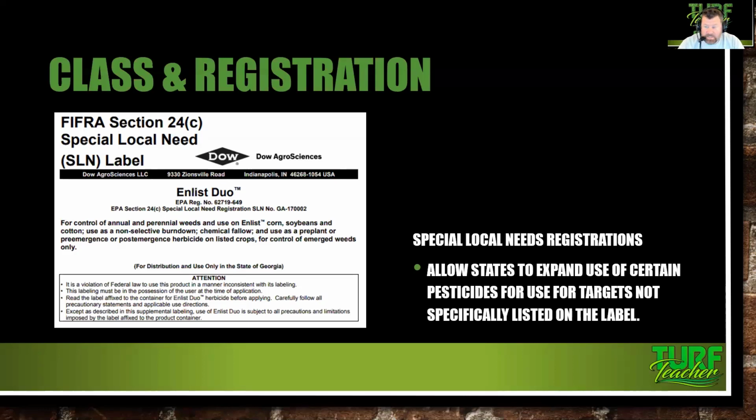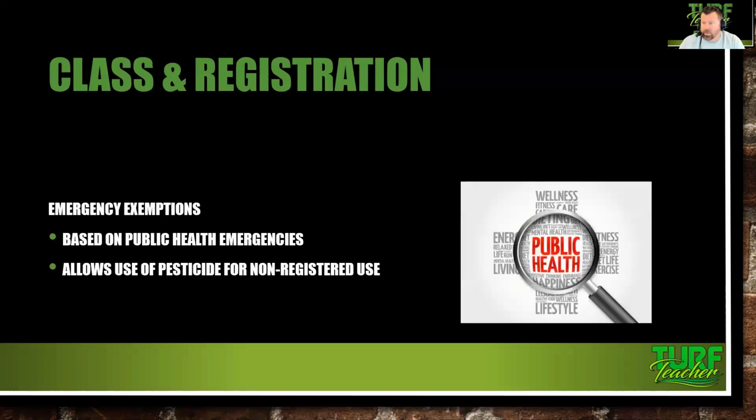A lot of the ag agents never have had to deal with it, because there's pretty much something out there that's going to kill every bug and insect that we come across or disease. Emergency exemptions. This is based on public health emergencies. This will allow the use of a pesticide for non-registered use. So if it's endangering the general public and they know that a pesticide will take care of it, they're going to allow us to actually use it.